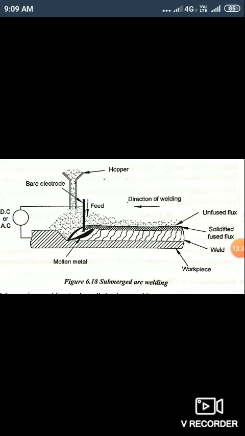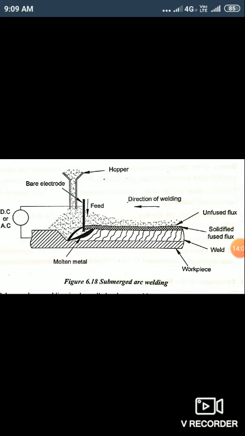Voltage used is from 25 to 40 volt. The current used depends considerably on the thickness of the workpiece to be welded. Flux is a non-conductor of electricity, but once it melts due to the action of heat, it becomes highly conductive, and hence current flow will be maintained between workpiece and electrode.